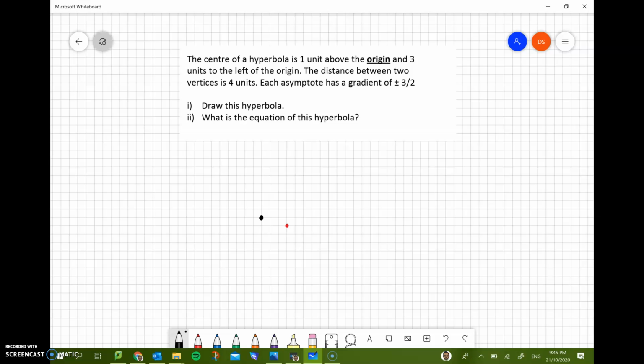Then the distance between the two vertices is 4 units, meaning that the center of the hyperbola is right bang in the middle. So the vertices are going to be 2 units either side. And the asymptotes have a gradient of 3 over 2, meaning that if I were to draw them, they would have to go from the center out 3, up 3 across 2, up 3 across 2.